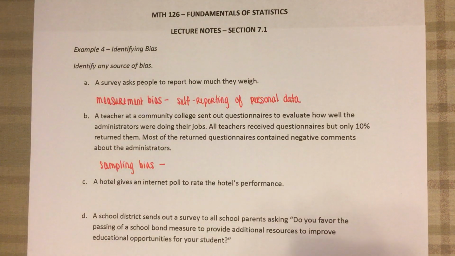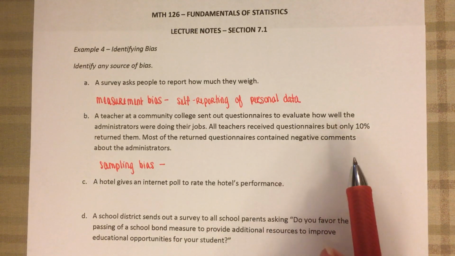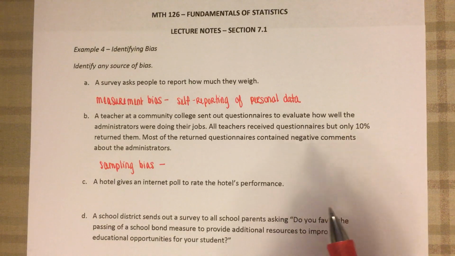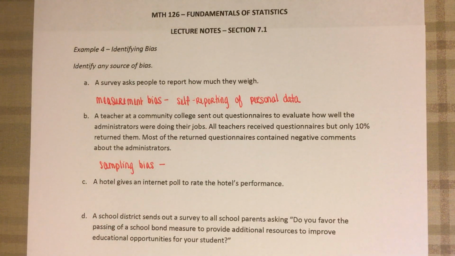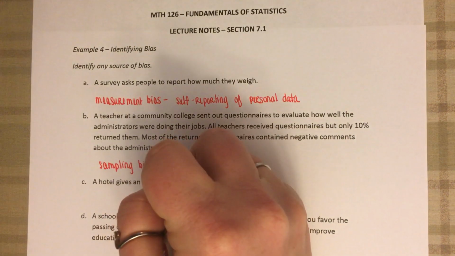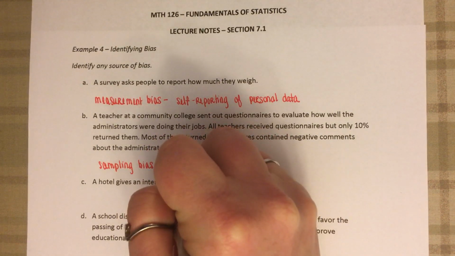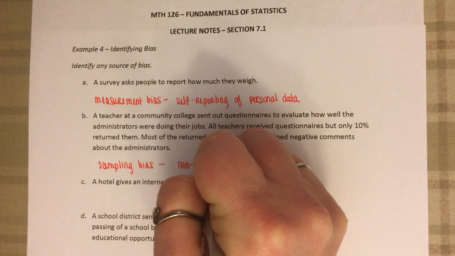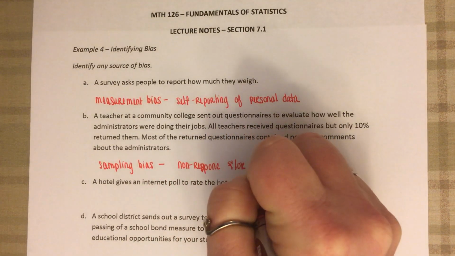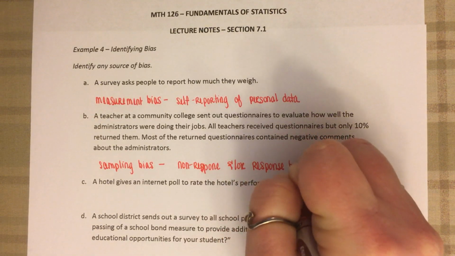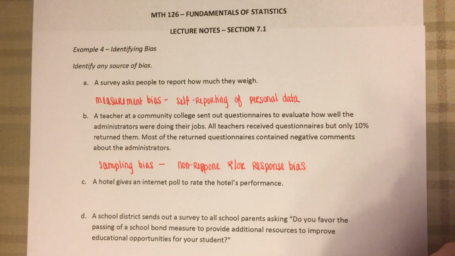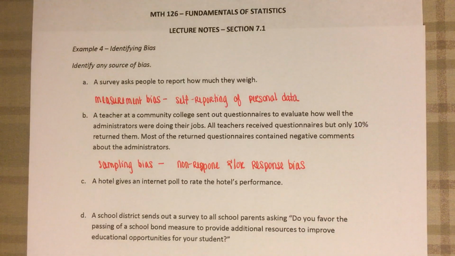Sampling bias we categorize as either non-response bias or response bias. Non-response bias means not a lot of people responded to the survey. So this would be a case of non-response bias because we only had 10% that returned them. And most of the returned questionnaires contain negative comments. So this would also be an example of response bias, because in response bias, we only respond if we are passionate one way or another about a topic. So we're going to say that this is a sampling bias, and it is both non-response and response bias. We don't get a lot of responses, and the ones that we do get are generally all negative.